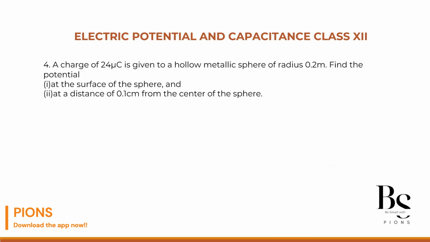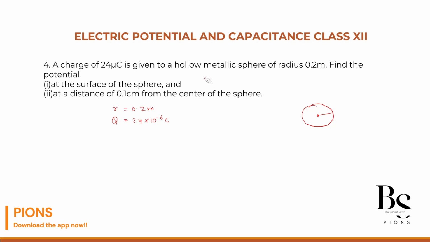Question 4 says, a charge of 24 microcoulomb is given to a hollow metallic sphere. This is our metallic sphere with any radius. Okay, radius here is given as 0.2. So let me write here R will be equal to 0.2 meters. And charge Q given to the sphere is 24 microcoulomb. Let me write it as 24 into 10 to the power minus 6 coulombs. Okay, so the charge is all distributed over this metallic sphere. Find the potential at the surface of the sphere.